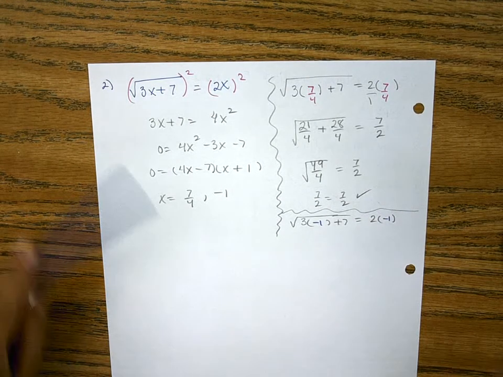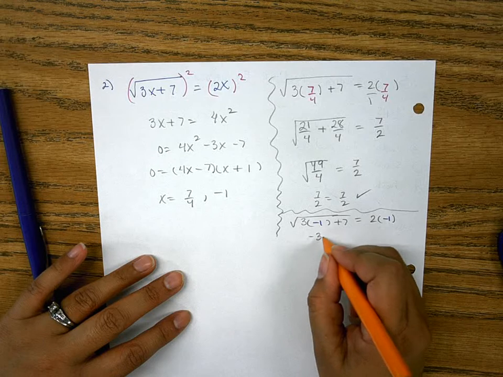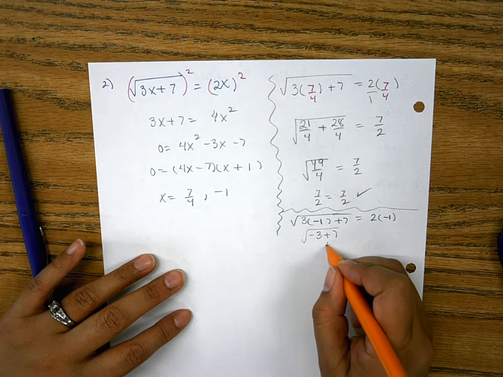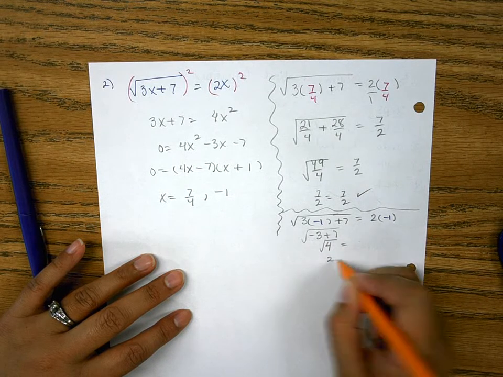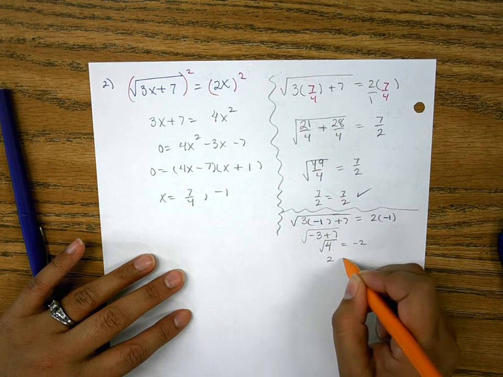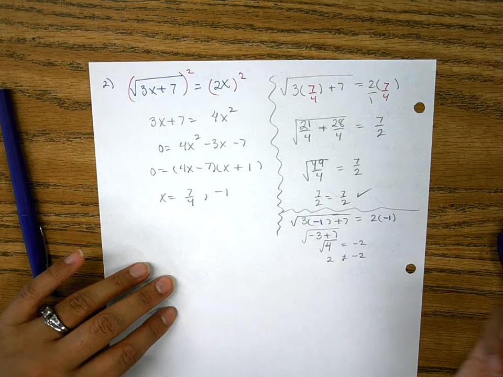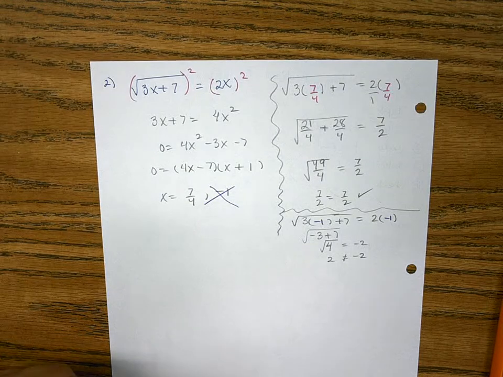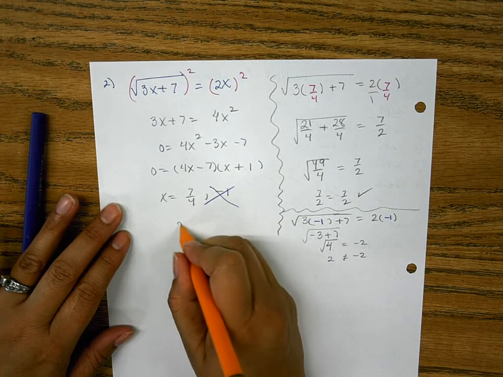3 times negative 1 is negative 3. Negative 3 plus 7 is 4. And the square root of 4 is 2. 2 times negative 1 is negative 2, and 2 does not equal negative 2, which means negative 1 is indeed an extraneous solution.